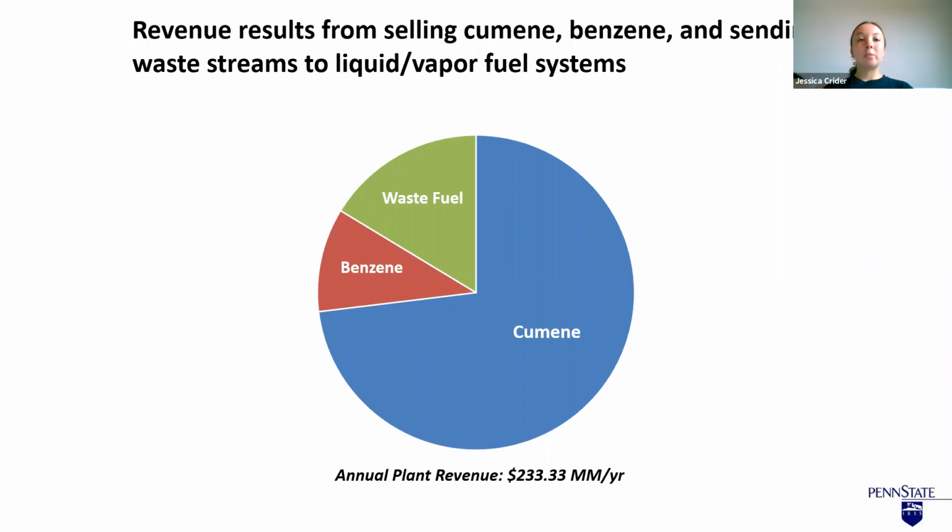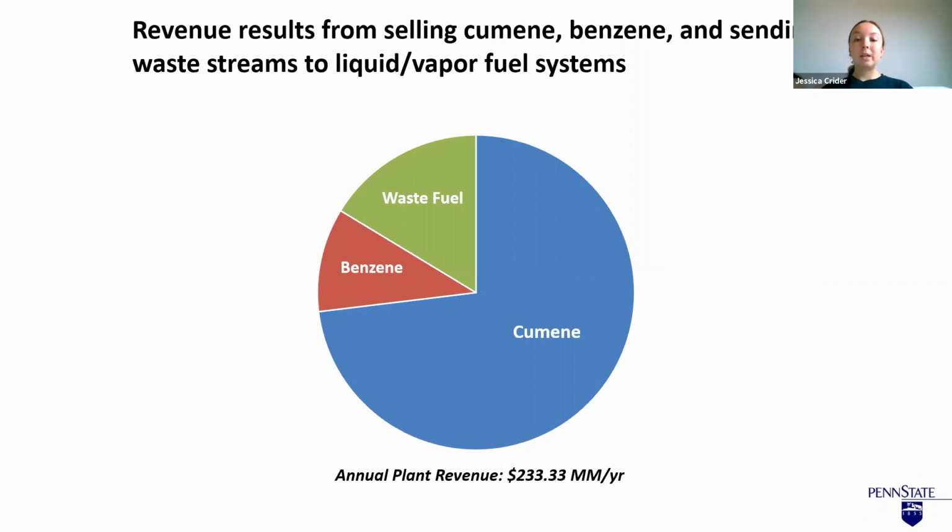Next, I want to talk a little bit about the revenue that we get from our plant. There are three different streams of revenue for this plant. One is the cumene product. Next is the benzene product that we are able to sell coming out of T101 at a 95% purity. And finally, we have the liquid and vapor fuel streams that we can generate energy from. And all of these added together give us a plant revenue of $233.3 million per year.